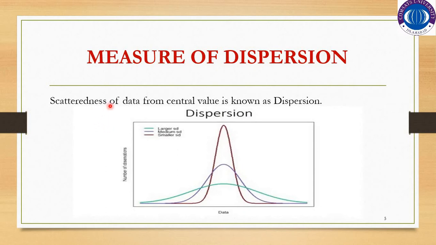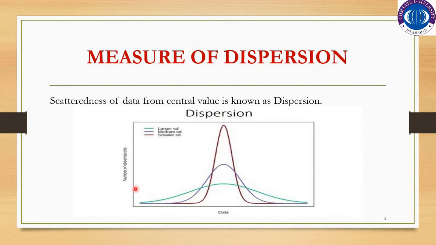That central value could be the mean. If you say that, then it is how much the data is dispersed around the mean. Dispersion basically means the scatteredness. So how much the data is scattered around the mean.